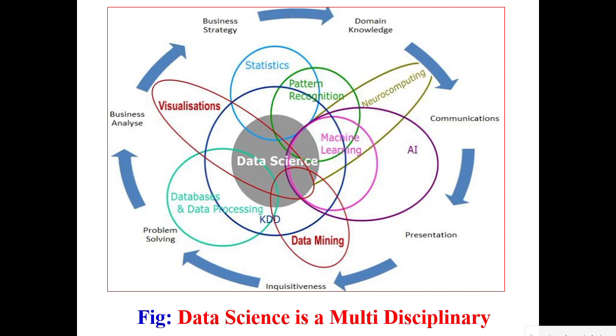Then data science is multidisciplinary, with a combination of statistics, visualization, pattern recognition, neurocomputing, machine learning, artificial intelligence, data mining, knowledge discovery in databases, databases and data processing. There are also seven steps including domain knowledge, communications, presentation and inquisitiveness, problem solving, business analysis and business strategy. That's why we are integrating multiple subjects, and it is a multidisciplinary subject.